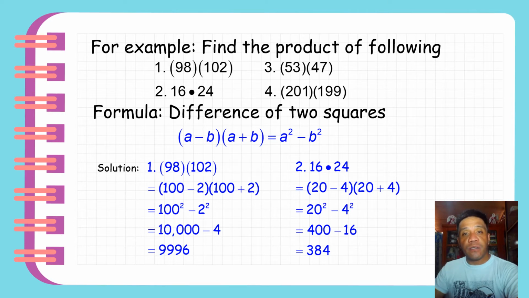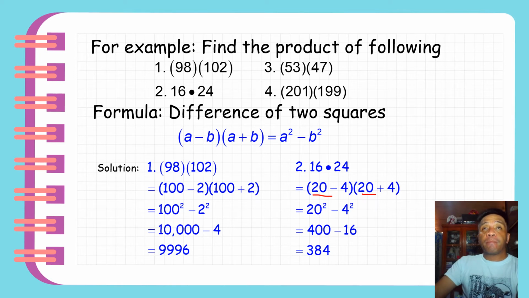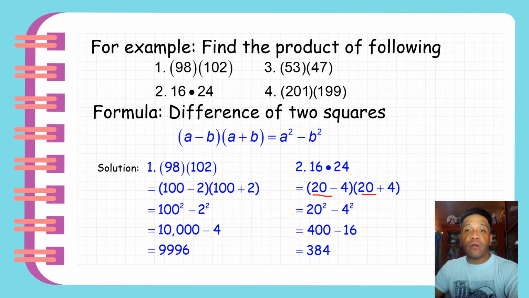So let's proceed now to the second problem. We have 16 and 24 and we want their product. If we add the two, 16 and 24, we have 40 as the sum. Divide it by 2 and we come up with 20. So 20 would be our basis for writing 16 and 24 following the process of the difference of two squares.